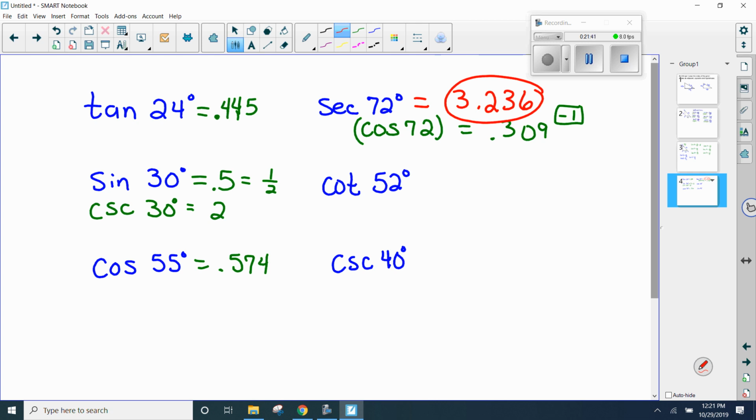All right, so cotangent, how am I going to type that in my calculator? You're going to take the tangent of 52, which is going to be 1.2799, and then you have to hit the x to the -1st key. That gives 0.781.